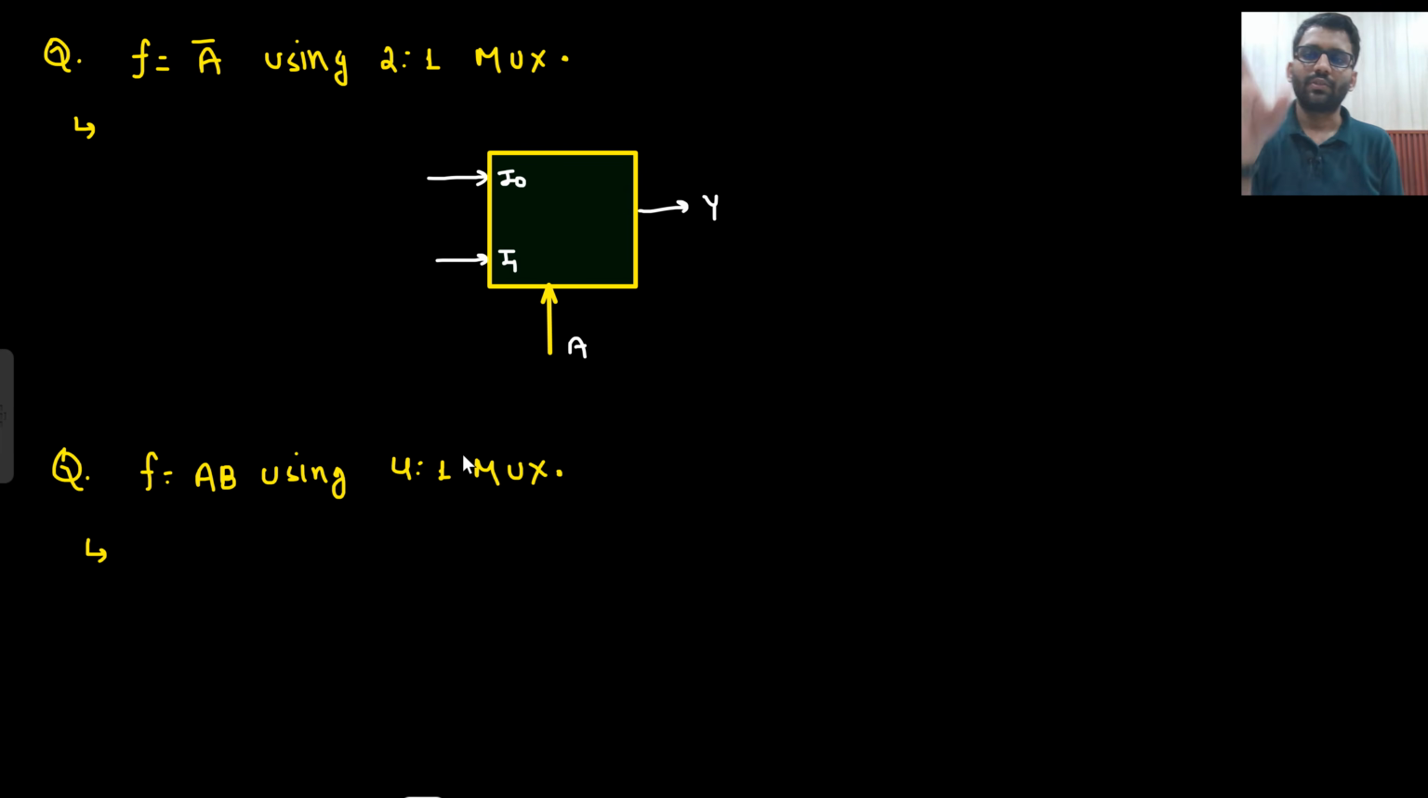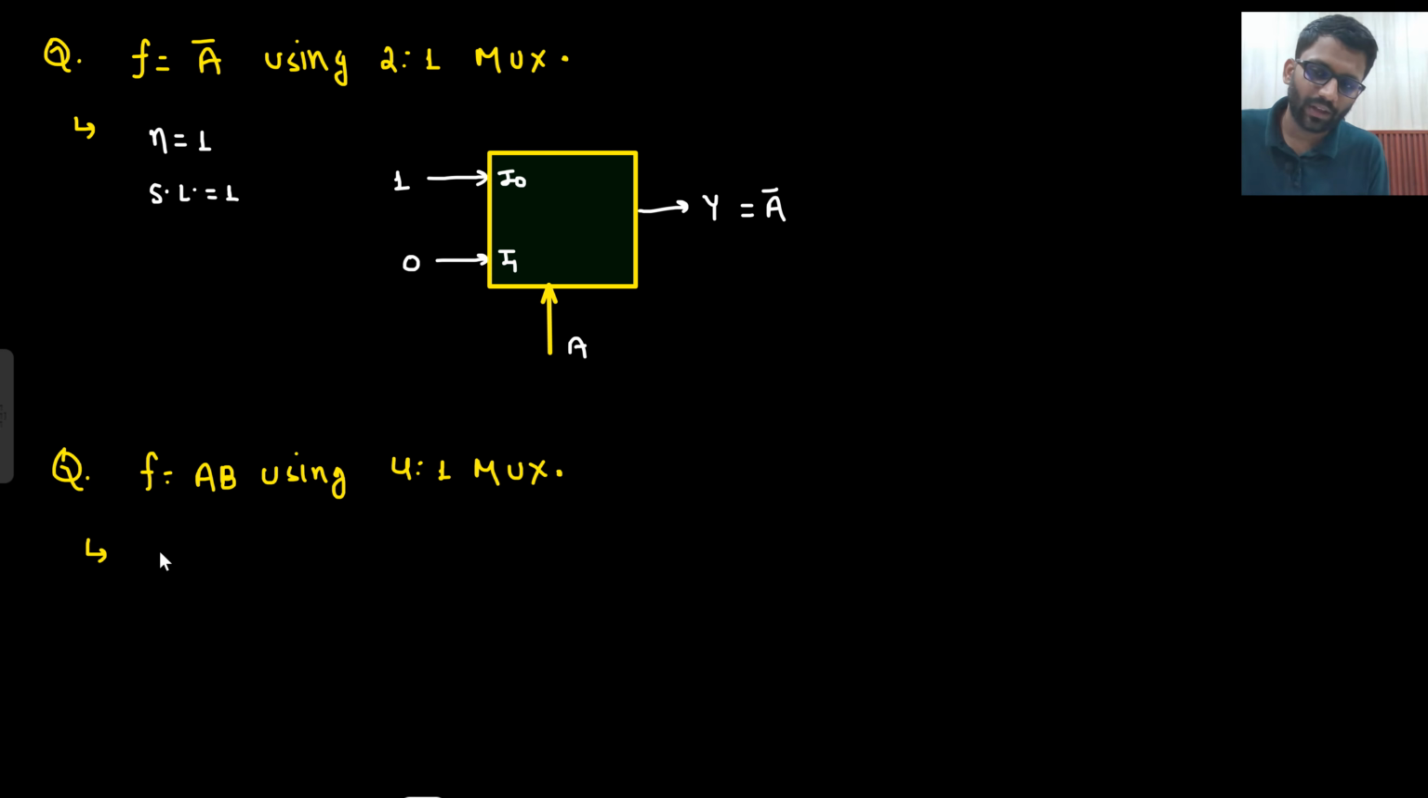No need to mug up this table or anything, just see the examples and then you will be able to understand everything. So this is the first one, you need to make A bar, which we already know. Here 0 should come and here 1 should come, this will be our A bar. How many variables are there? 1. How many select lines are there? 1 only. What are the inputs? Either 1 or 0.